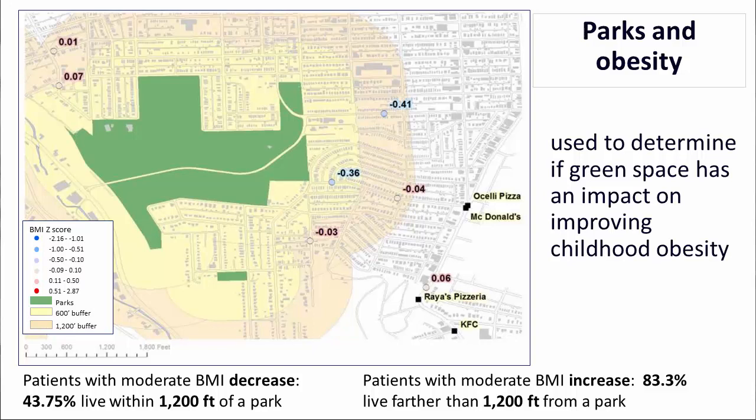Now, of course, this was just one criterion for looking at why a patient may have lost or gained weight. In fact, we had to look at what was happening in the park when they got to the park. Was it a wooded area? Was it a playground? Was it conducive to play? Other things like safety and the access on streets to the park. So there was a lot that went into the study, but it was a good initial exploration to see whether or not parks might have an effect on childhood obesity.